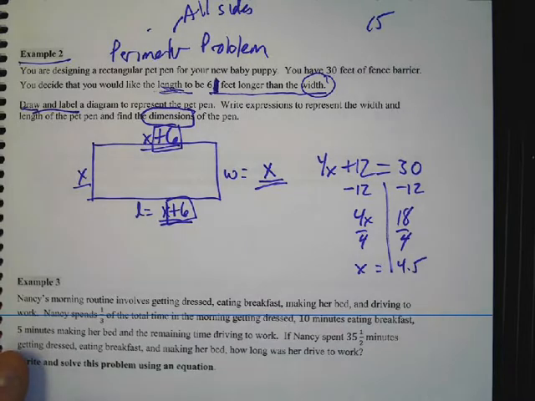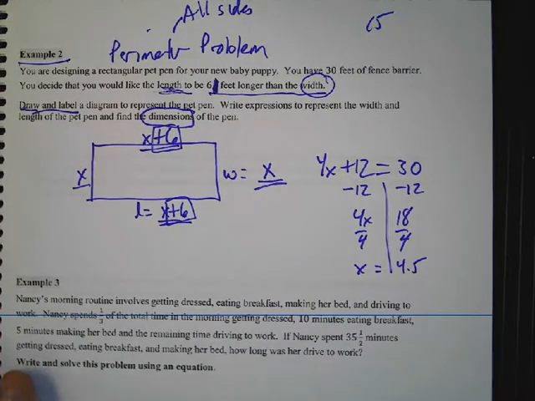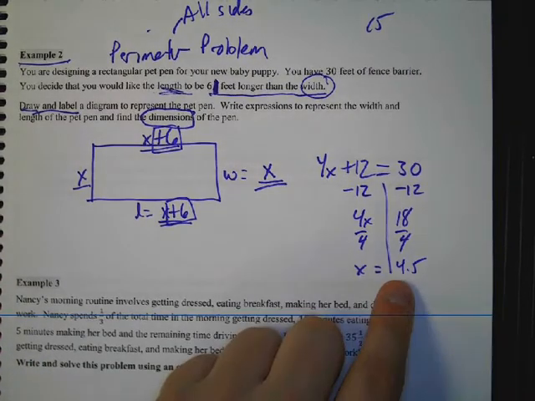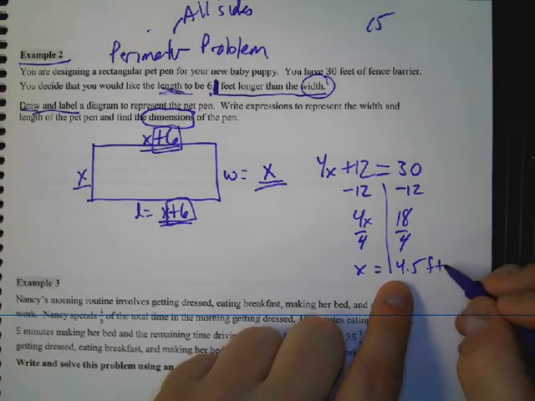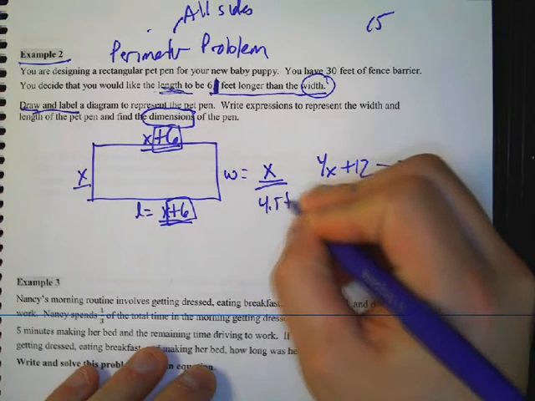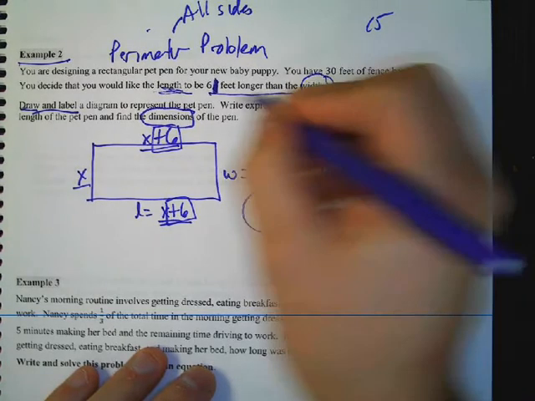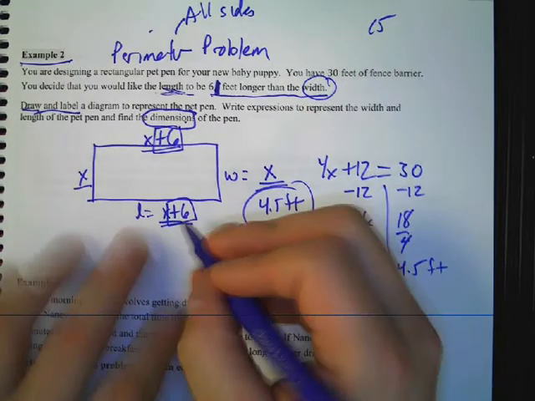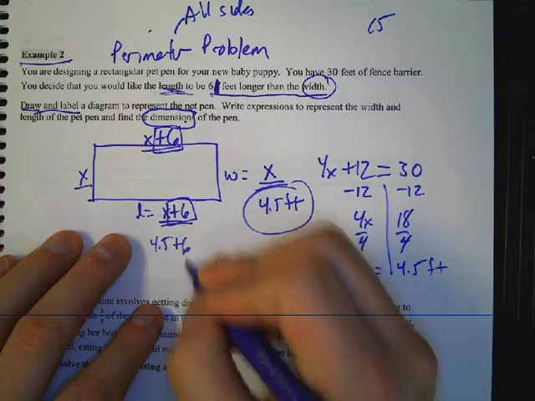Right. So just like the previous example, in example number 1, you've got 4.5. Now it's 4.5 feet. So I know that the width is 4.5 feet. But once again, it asks for both dimensions. So this one is 4.5 plus 6, or 10.5 feet.